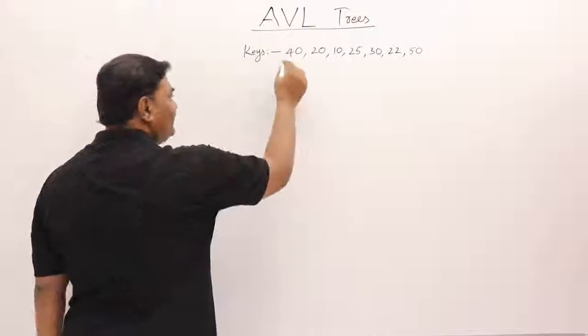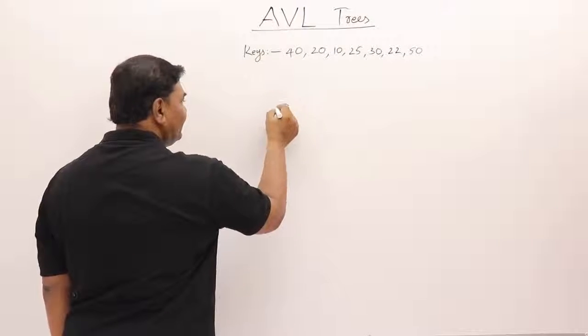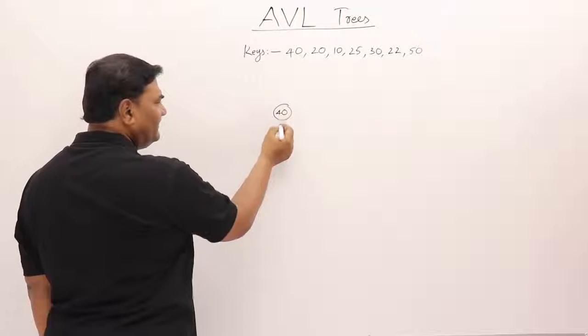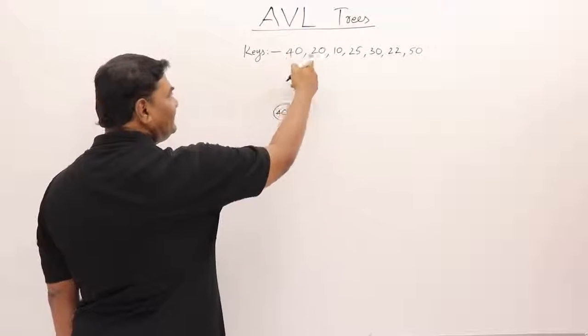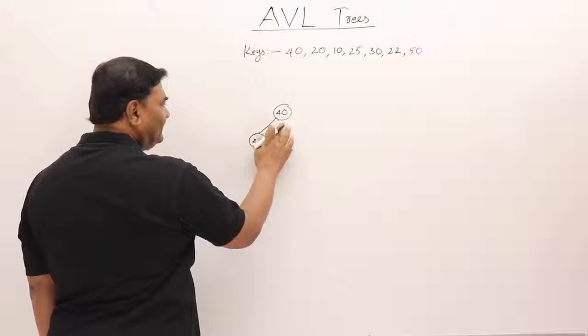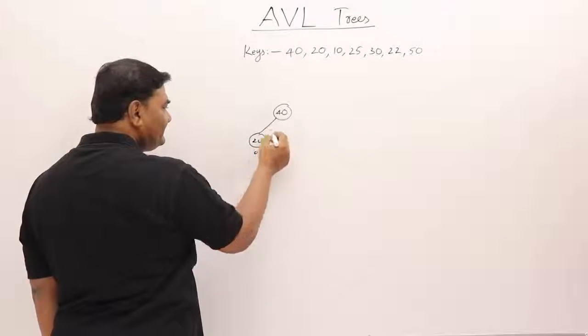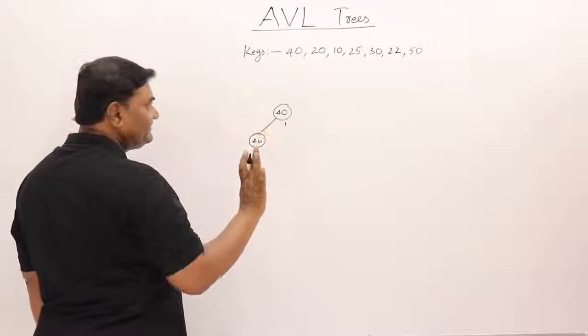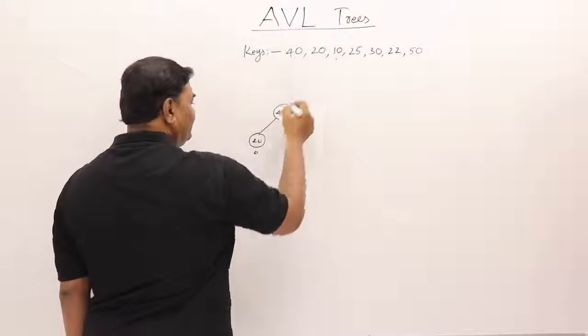So let us take this. First key, 40, is inserted. There is a single node and it is balanced. Then insert 20, 20 will come on the left hand side. And balance factors are, this is 0 and this is 1. Everything is balanced. Next is 10.